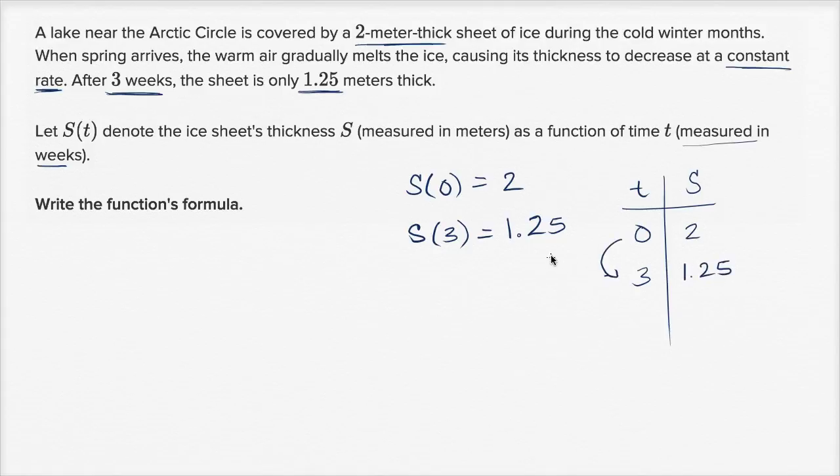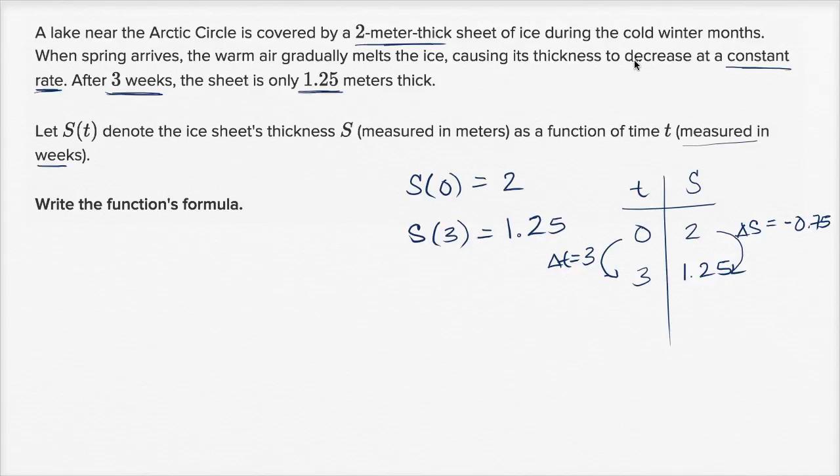So when our change in time is equal to positive 3, we increased our time by 3. What's our change in thickness? Our change in thickness, the triangle here, that's the Greek letter delta, shorthand for change in. Well, this was negative 0.75. So what was the rate of change over this time?